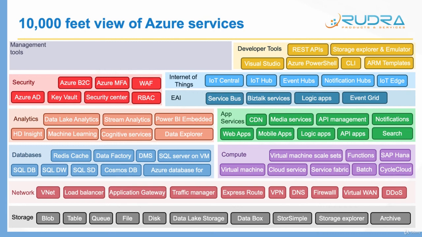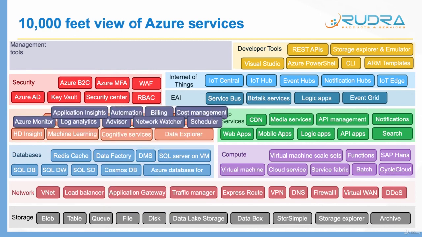And most of the services also provide REST APIs, which you can call in order to manage the service or in order to do some operational activities. So for example, posting an event into Event Hub, you can use REST API in order to post an event into Event Hub. And you have Storage Explorer and Emulator in order to develop storage solutions in Azure and also manage storage services in Azure.